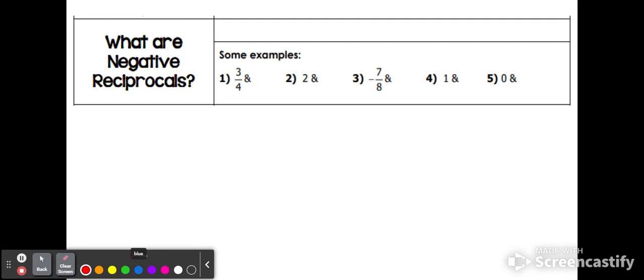So here would be some examples. We kind of talked about 3/4, so its opposite would make it negative. Its reciprocal would be 4/3. For 2, we know it has an invisible denominator of 1, so we take the reciprocal and make it the opposite, so negative 1/2. Here we would make the negative into a positive, and so we'd have 8/7. For the number 1, again, it's 1/1, which is still 1/1, but we make it negative, so negative 1.